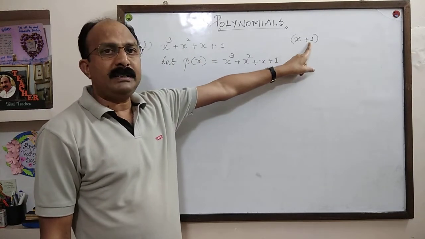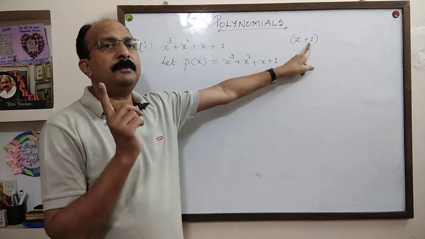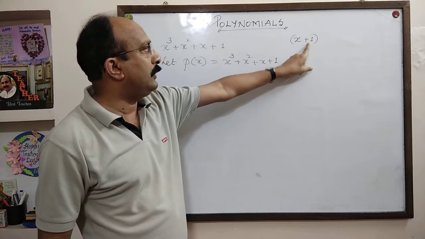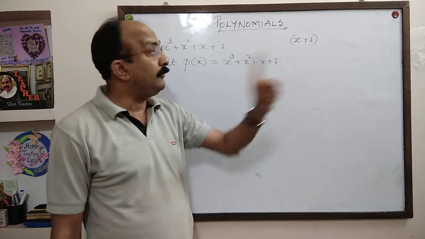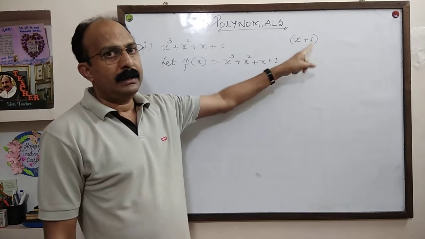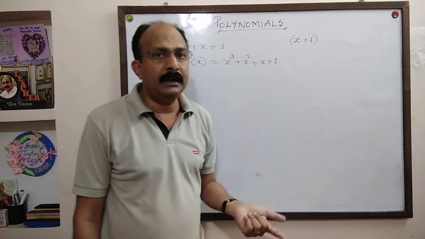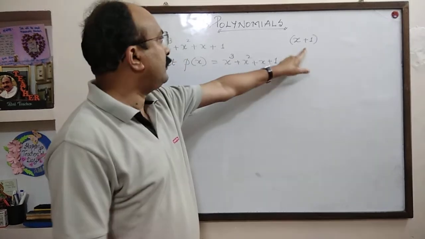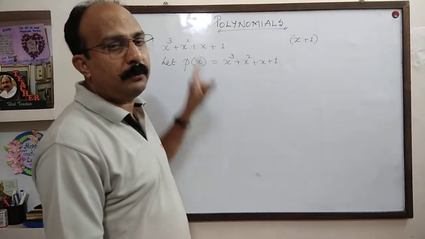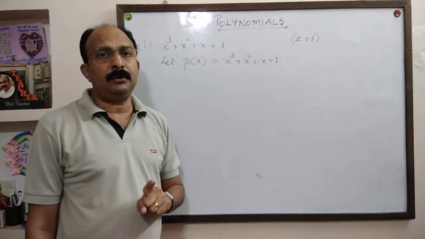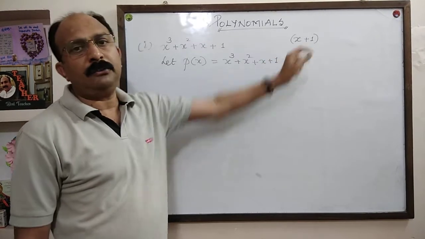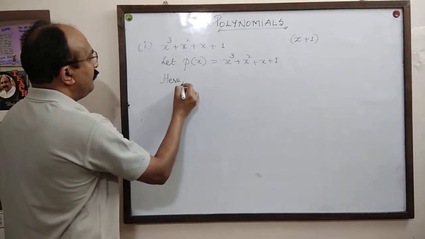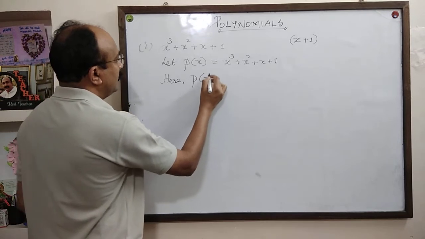If x plus 1 is a factor, then what must be equal to 0? P of a must be 0. What is P of a in this case? P of minus 1. We have to check for x plus 1. So if P of minus 1 equal to 0, then x plus 1 will be the factor of this polynomial. So we have to check the value of P of minus 1. So straight away I am going to find the value of P of minus 1.